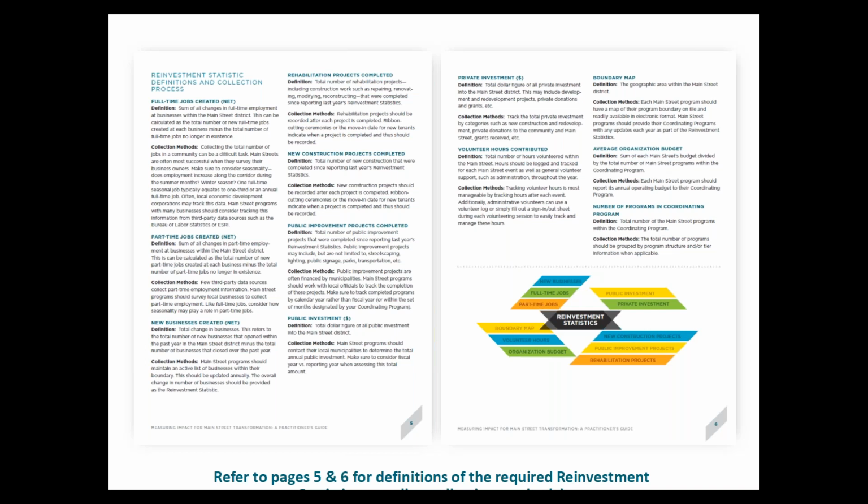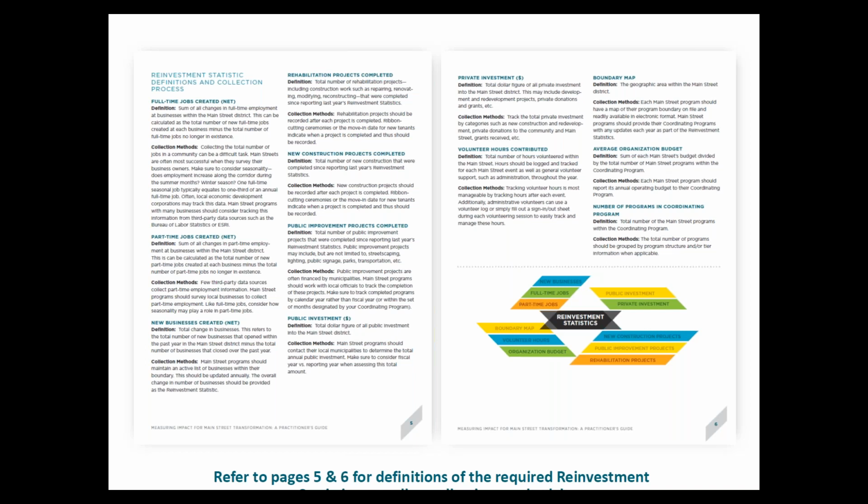Public improvement projects can be anything from streetscaping to lighting to public signage, parks, transportation. We really recommend that you work with your local municipalities on tracking these projects. They'll also be able to help provide the total number of dollars of public investment that have been allocated for your Main Street program or have been put into your Main Street district. Private investment includes anything ranging from private donations to Main Street grants to new construction or redevelopment that's funded by the private sector. Again, that's the total number of dollars.